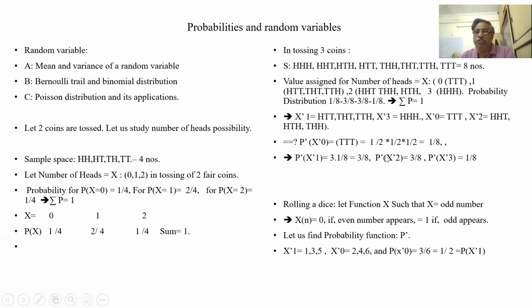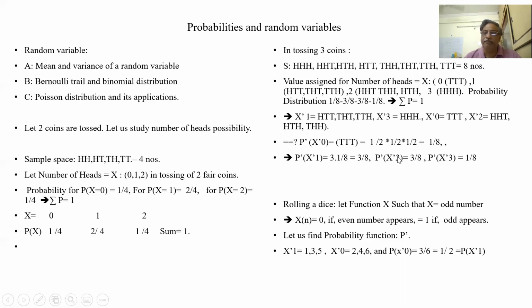X is 2 is also 3/8. If I want all 3 heads, there is only one possibility, so 1/8. So the same table appears here. X is 0, my probability is 1/8. X is 3, my probability is 1/8. X is 1 or 2, my probability is 3/8. Understood? So the random variable is the number of heads, and we have the probability of those heads.